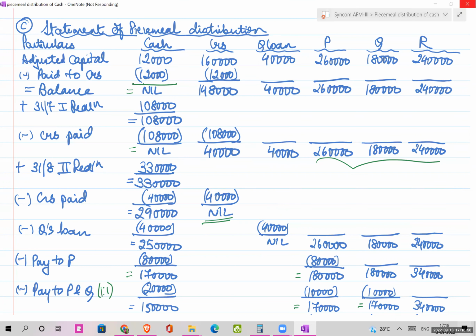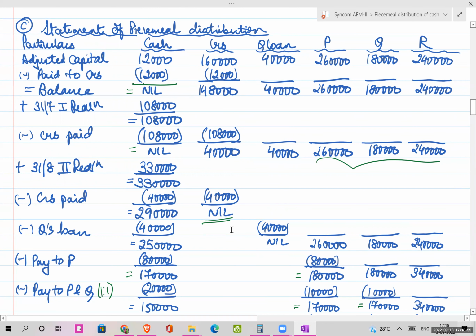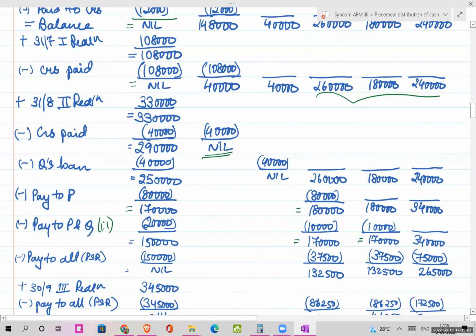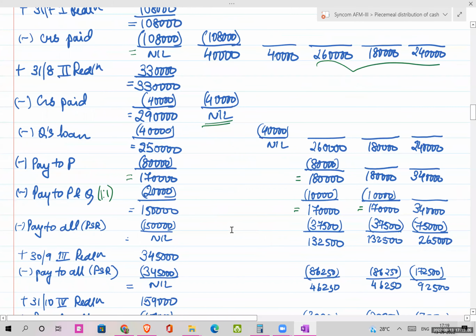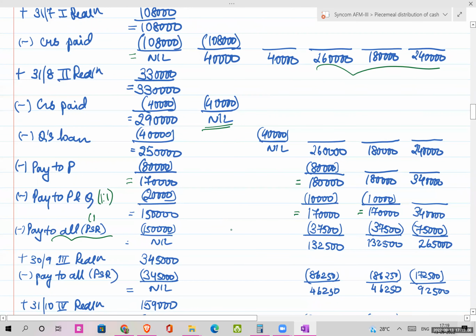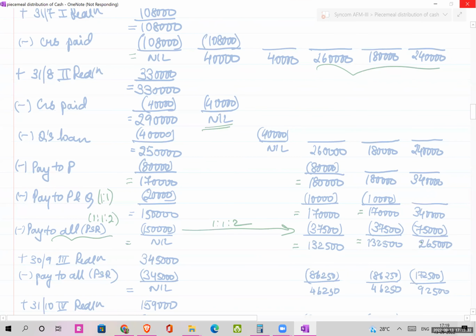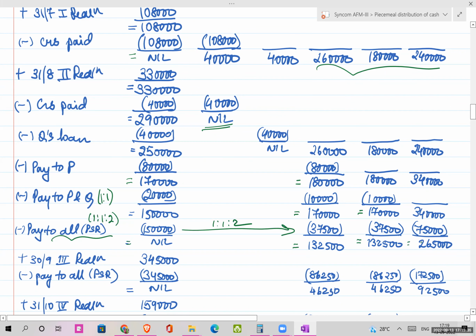Okay, 3A is pay to P, 3B is pay to P and Q, and 3C says pay to all. Now see, pay to all in their PSR. What is their PSR? 1:1:2. Okay, so this whole 1,50,000 I will pay, and now my cash will become 0. So see, this 1,50,000 I have distributed in the ratio of 1:1:2. Then from 1,70,000, 37,500, 1 lakh, yeah, and from 3,40,000, 75,000 minus. Okay, so this is how you will calculate.